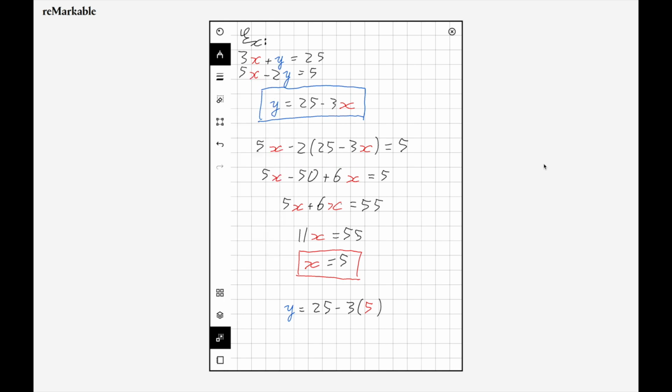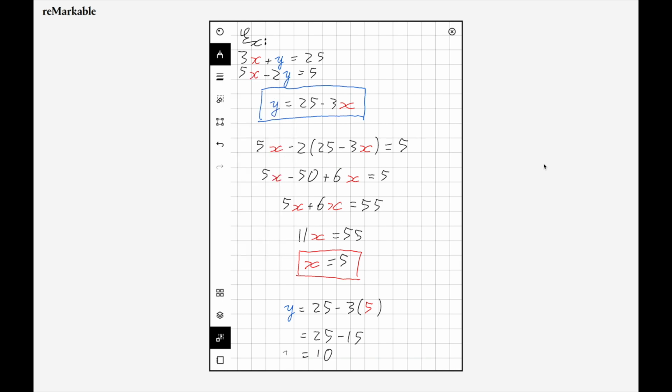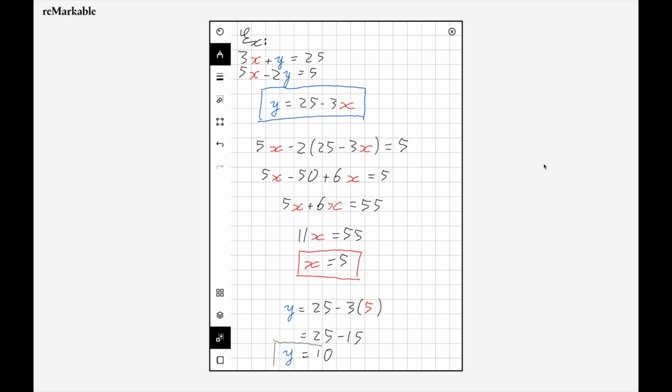So y is equal to 25 minus 15. So y is equal to 10. And now we have a numerical answer for both x and y.